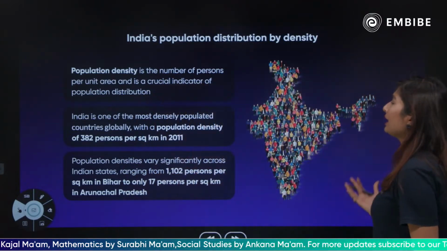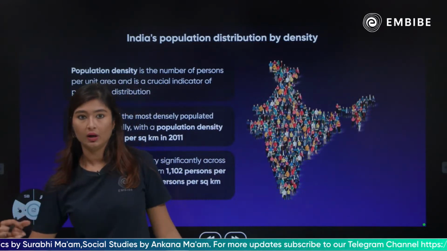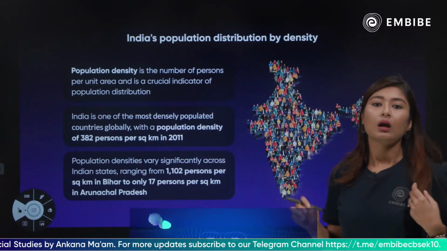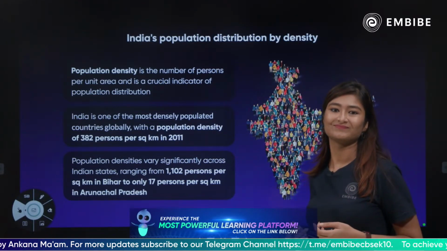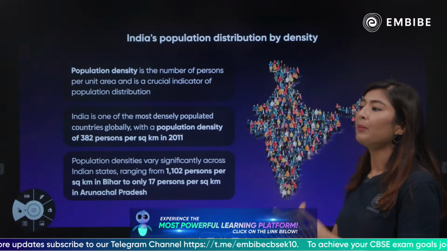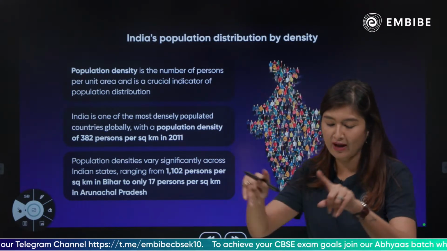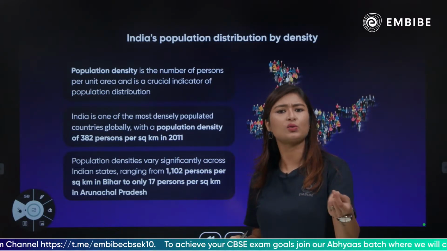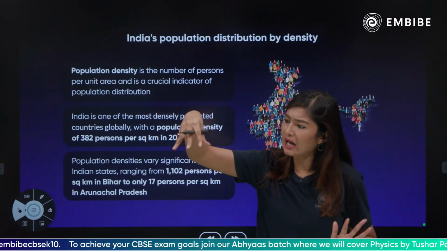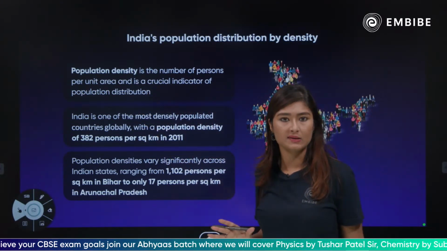Okay. Now again, the question is, why is the population different? So for that we have to understand density. What do you mean by density? Number of people over a particular unit of area. So, we define a unit of area, which is 1 square kilometer. So, in 1 square kilometer, how many people are there in a particular area? That is known as population density.